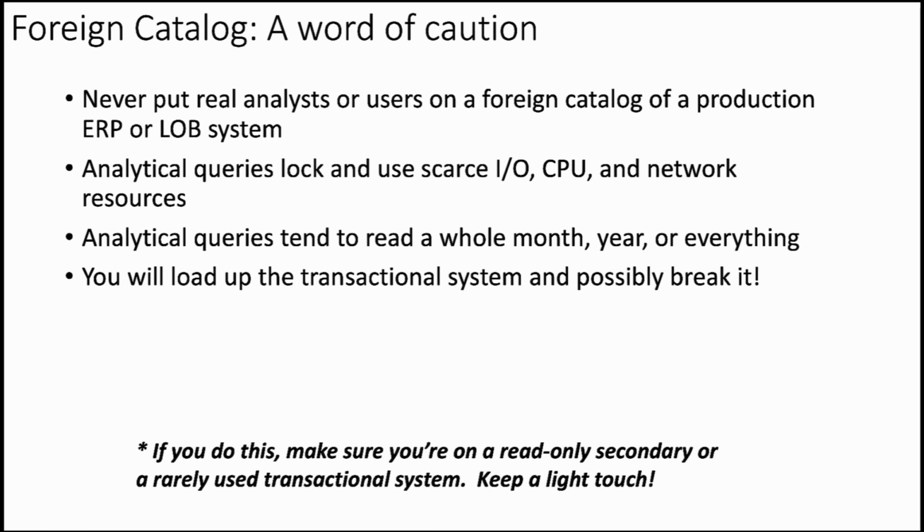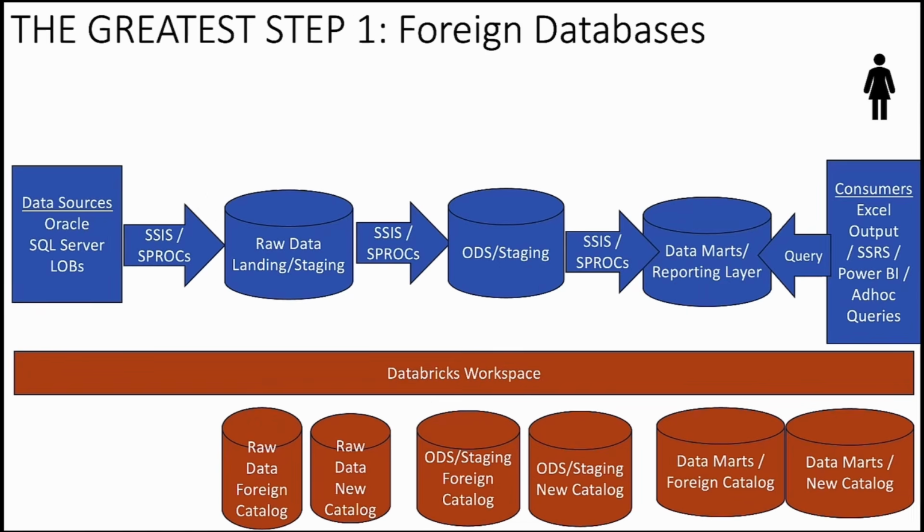That's an awesome strategy. And all that, to go back to this diagram, means that if you have these foreign catalogs and you have your real Unity Catalog catalogs, that allows you to migrate these things one at a time. So you don't have to grab every single stored procedure or every single SSIS package and migrate it all at once. You now have the freedom and flexibility to be surgical about what you migrate and when you migrate it. And that is very, very powerful.